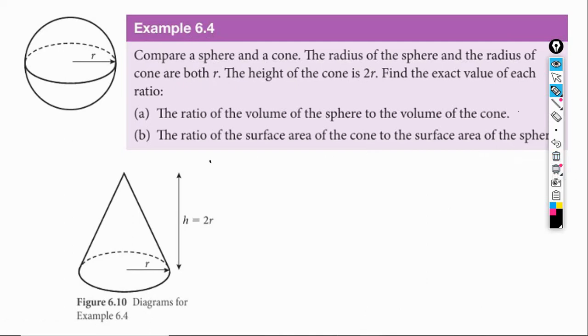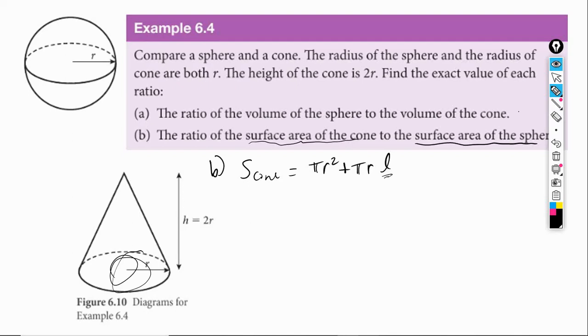Okay, so now let's do part B. So for part B, they want us to find the ratio of the surface area of the cone to the surface area of the sphere. So let's start with the surface area of a cone. So the surface area of a cone is equal to pi r squared. That's the surface area of the base, which is a circle. Pi r squared plus pi r times L. Now L is the slanted height.